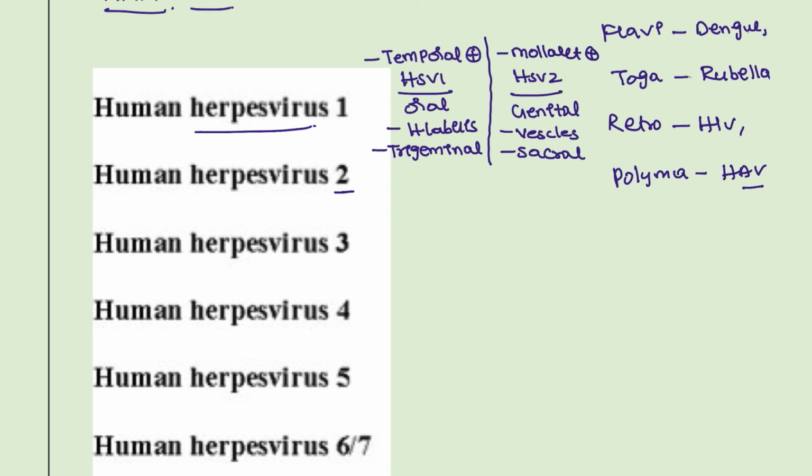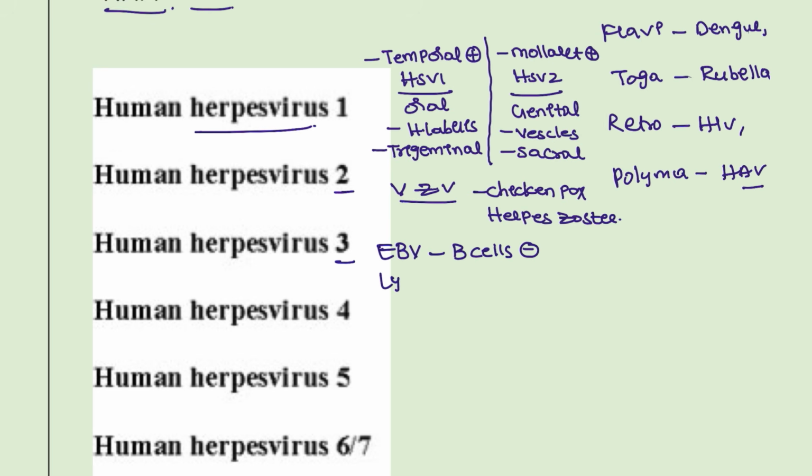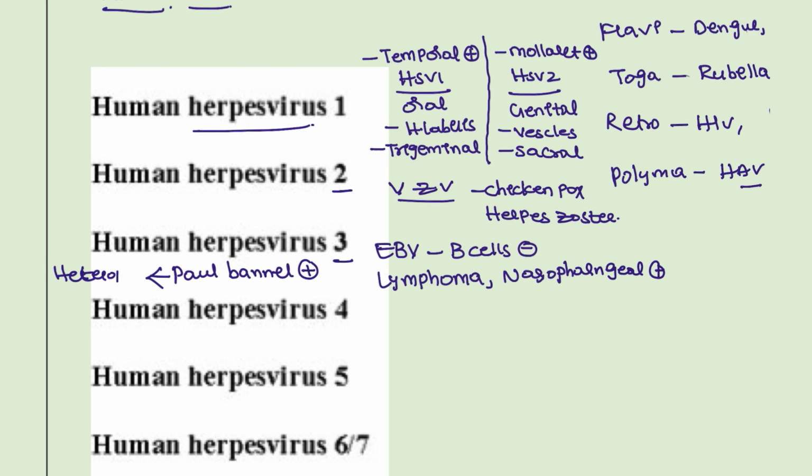Next, HHV3 is varicella zoster virus. Varicella zoster virus presents with chickenpox in children, and if immunocompromised, it presents as herpes zoster, a dermatomal rash. HHV4 is associated with Epstein-Barr virus, which infects B cells, and it can cause carcinomas such as Hodgkin and non-Hodgkin lymphoma, and nasopharyngeal carcinoma is also seen. And what is the positive test for Epstein-Barr virus? The Paul Bunnell test is positive for Epstein-Barr virus, and here we use the heterophile antigen.